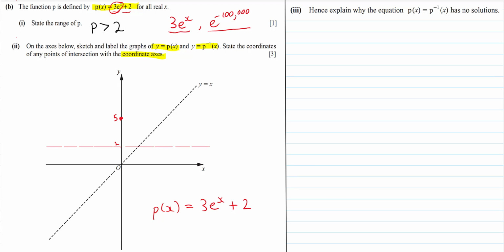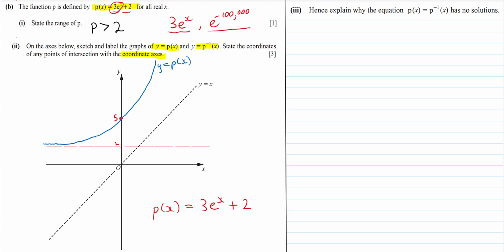So now we can sketch our curve. It's going to look something like this. It's going to be very close to the horizontal asymptote as x gets more and more negative. Then we're going to come up and cut through the y-axis at p equals 5, and then it's just going to grow exponentially large. Okay, so that is the graph of y equals p of x.